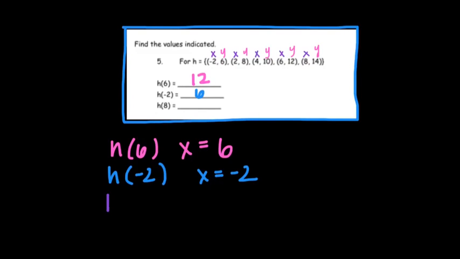Same thing with the last one. We have h of 8. So h of 8 means that I'm looking for where x is equal to 8. And again, scanning across my graph, I'm going to look to see where I have x is 8, and it's this last one here. And I'm looking again for the y value there. So the y value, the output from that, when x is equal to 8, the y value is 14. So that is my solution for each of these.